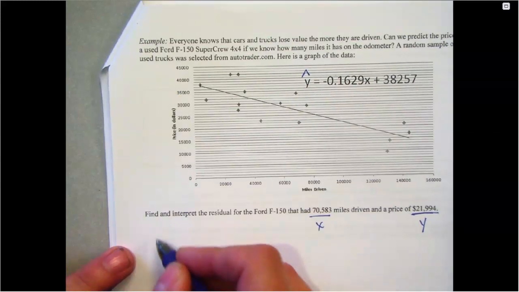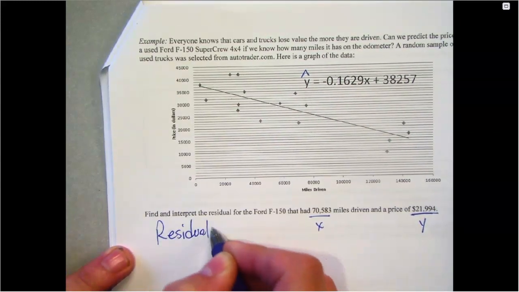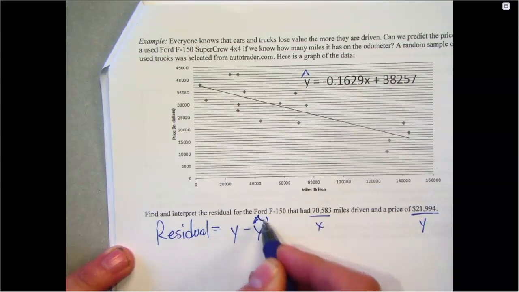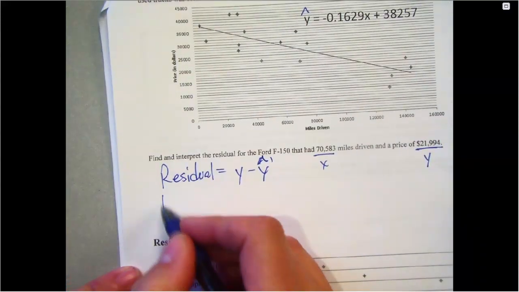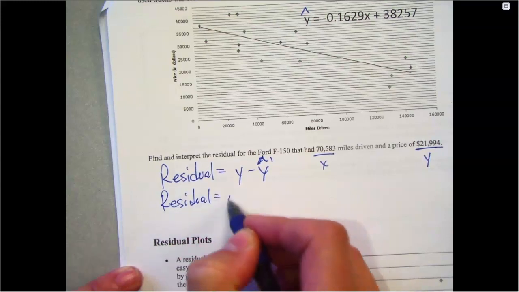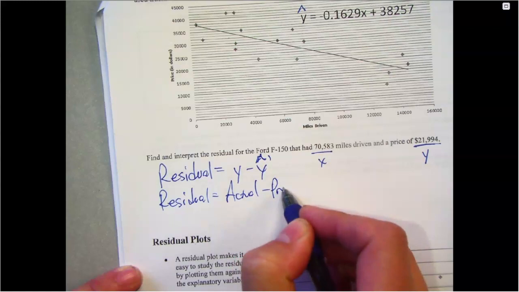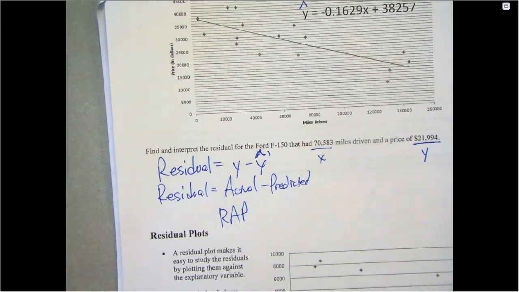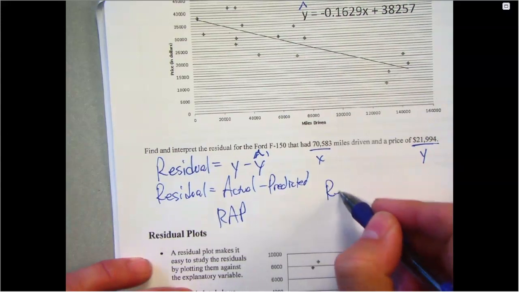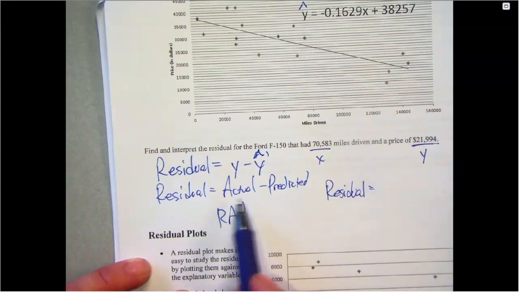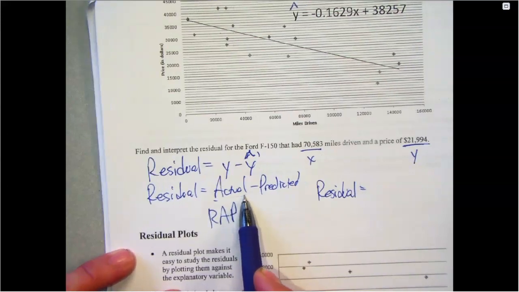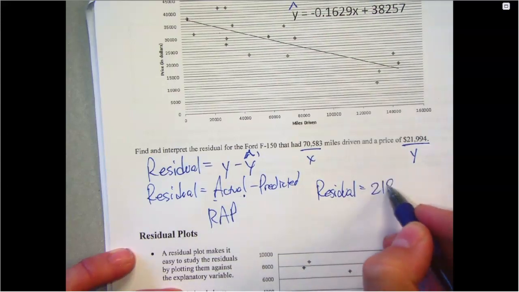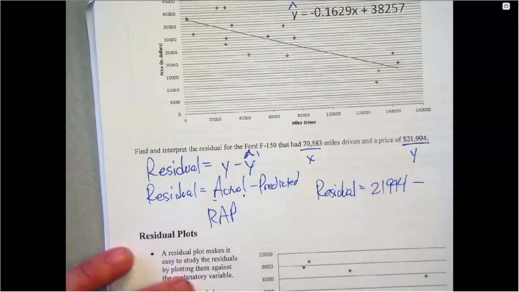Okay, so my residual is going to be y minus y hat. Some people think about that as actual minus predicted, and then it makes the word wrap. Just a little thing to help people remember. So my residual is going to be the actual y value, which is what? 21,994, minus the predicted y value.